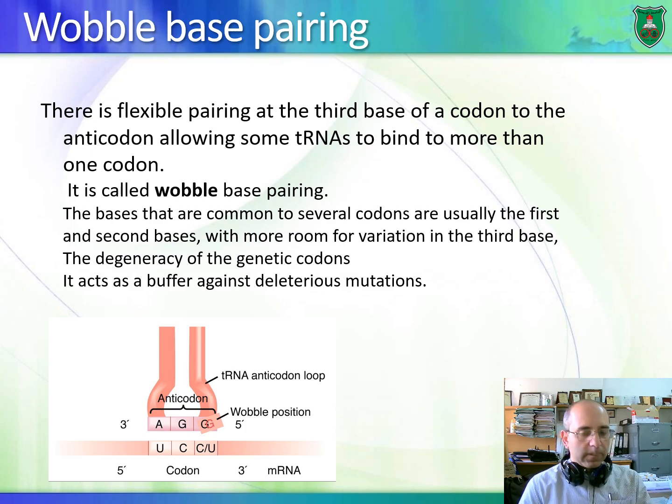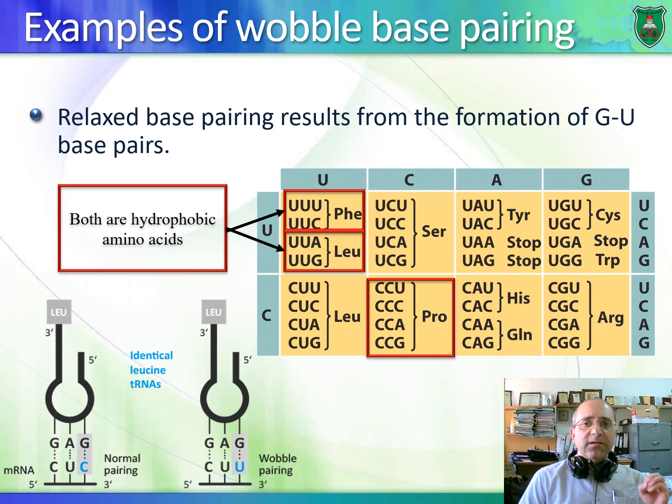Now, this degeneracy of the genetic codon is very specific to the GU base pairing. So instead of having a GC base pairing, you have a GU base pairing. Right here, normally you should have GC base pairing, but you can have this GU base pairing. Now, what do I mean by saying that it acts as a buffer against mutations?